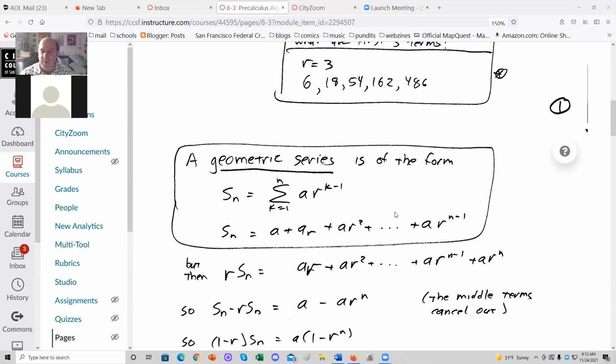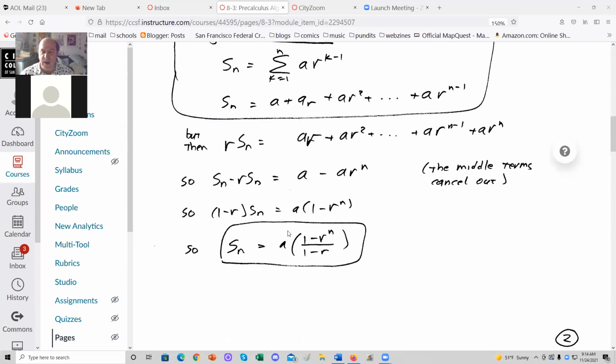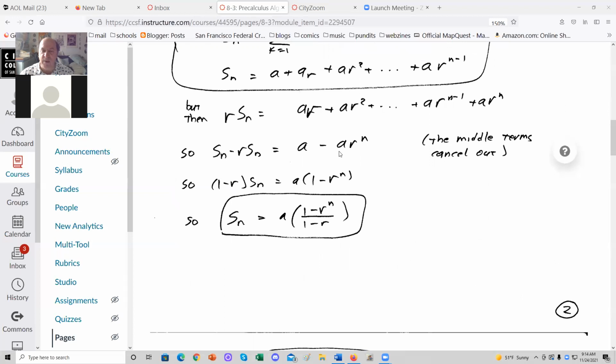But that means that all these middle terms are identical, and we can eliminate them by simply subtracting. So we take Sn minus r Sn: a survives, all these terms in the middle go away, and we're left with minus ar to the n. So the middle terms cancel out. Sn minus r Sn equals a minus ar to the n. Okay, then we do some factoring. Pull out an Sn: Sn times 1 minus r equals, pull out an a, a times 1 minus r to the n. Then dividing, Sn equals a times 1 minus r to the n over 1 minus r. This is the sum of a geometric series.